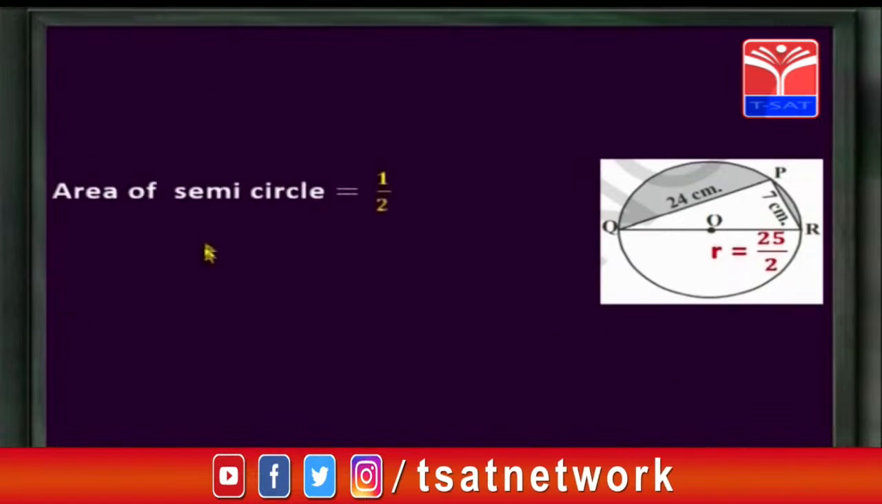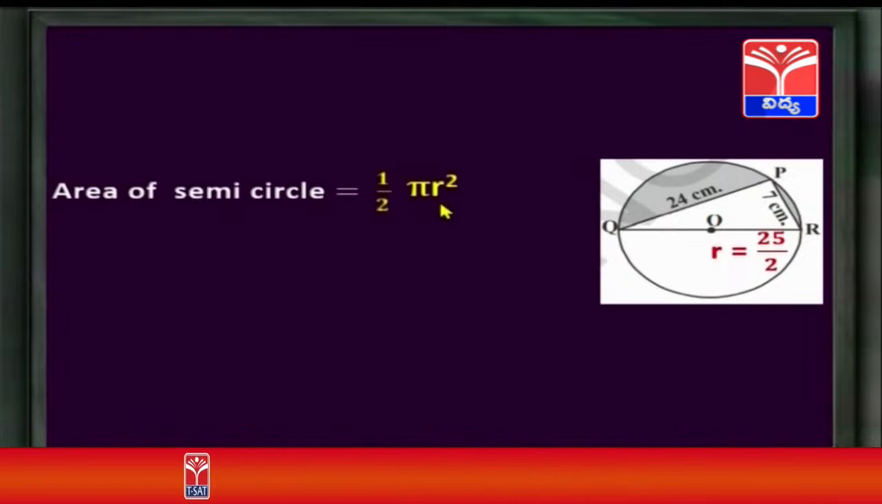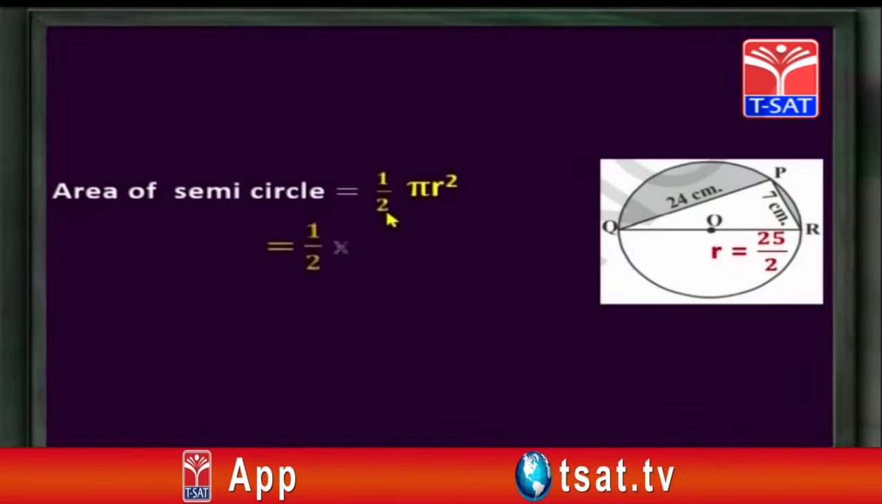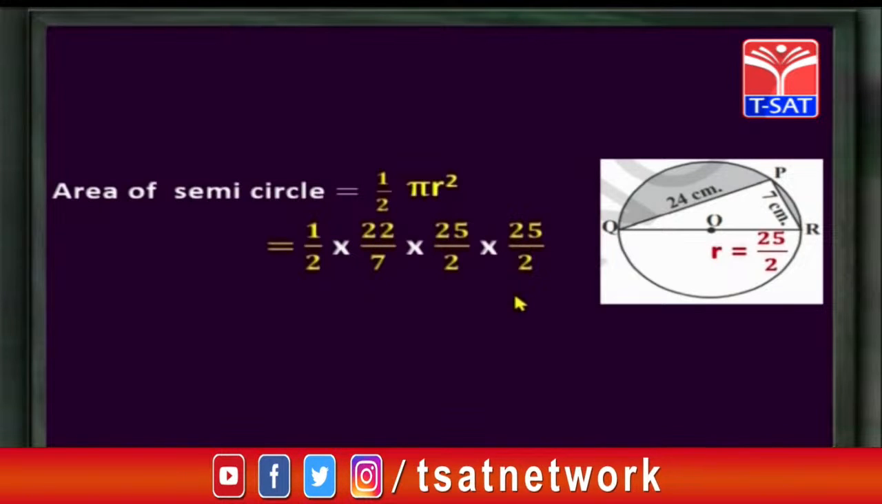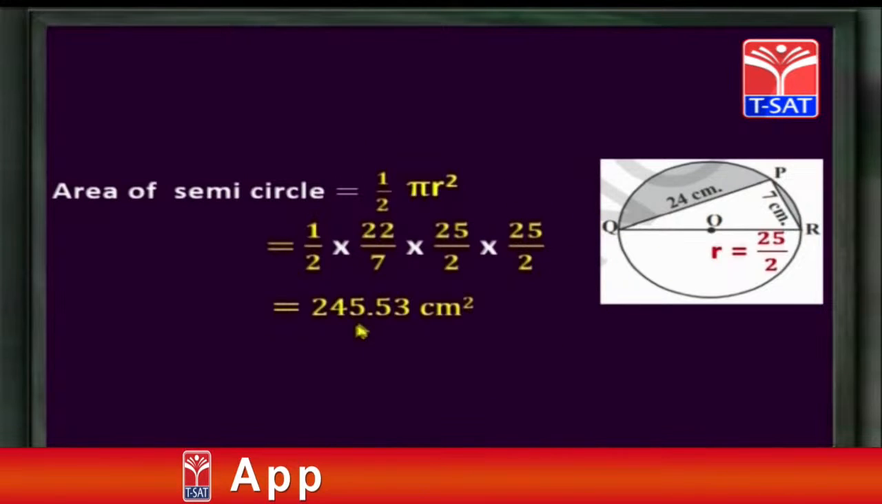Area of a circle formula is pi r square, so area of a semicircle is half into pi r square. Now, let us substitute: 1/2 into pi is 22/7, r is 25/2 into 25/2. If you simplify this, you will get the answer as 245.53 centimeter square. So, we now have the area of the semicircle, which is 245.53 centimeter square.